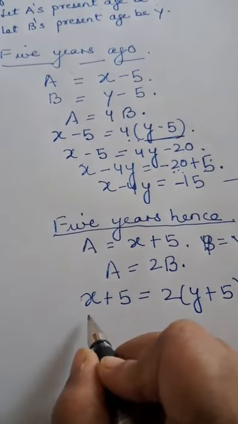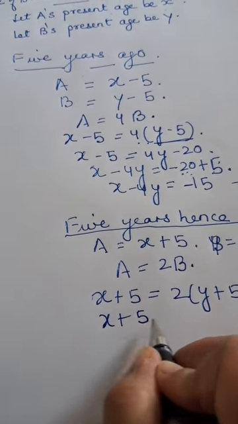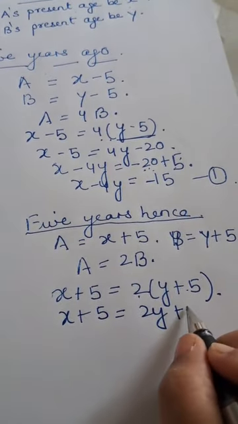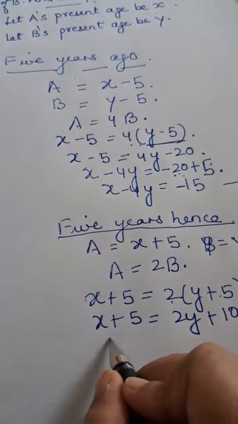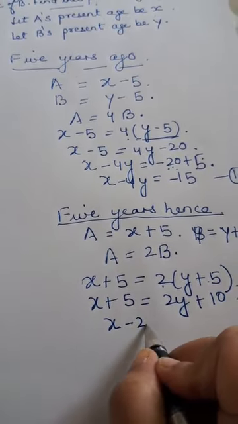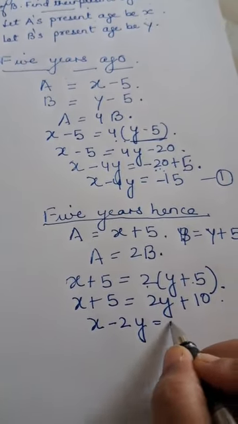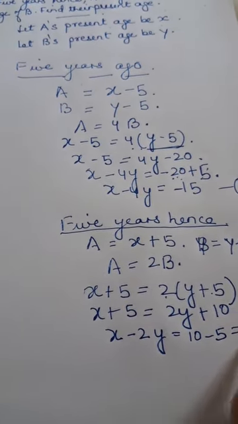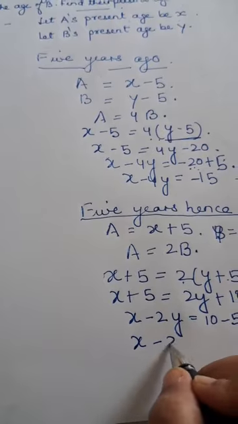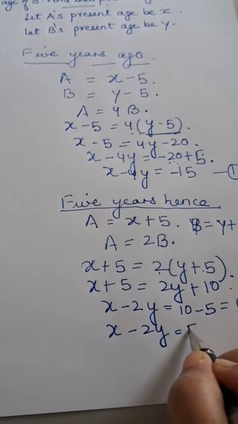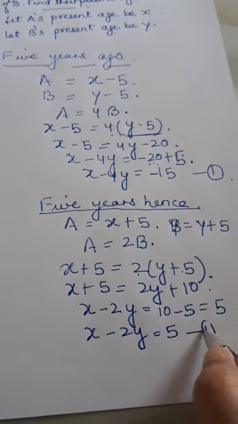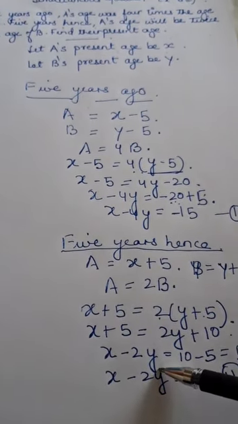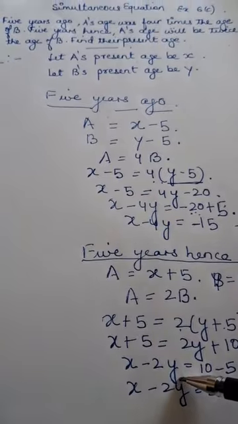Now we will solve it. X plus 5 is equal to 2Y plus 5 2s are 10. Get all the variables on one side. That is X minus 2Y is equal to 10 minus 5, that is 5. So X minus 2Y is equal to 5. This becomes my second equation. Now we will solve the first equation and the second equation simultaneously.